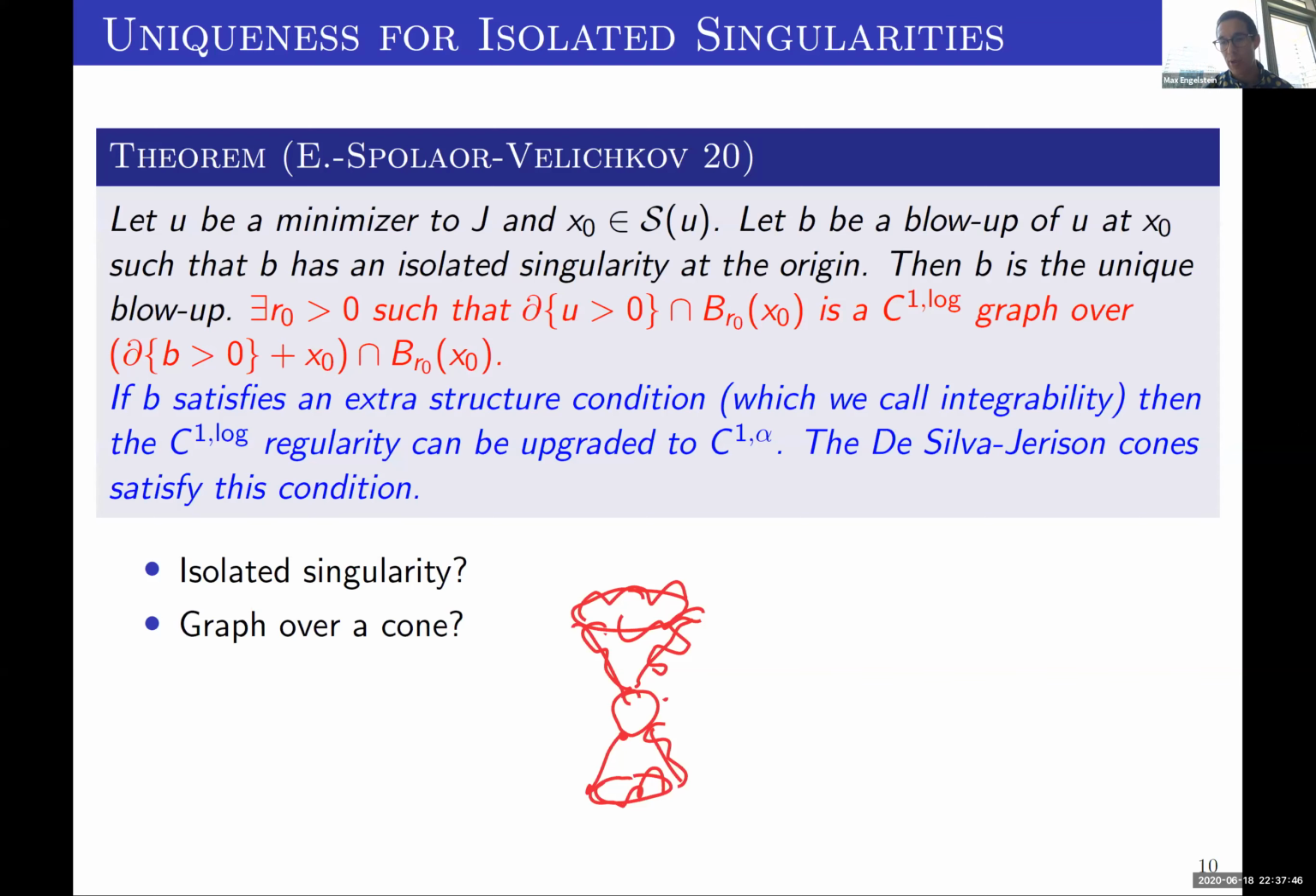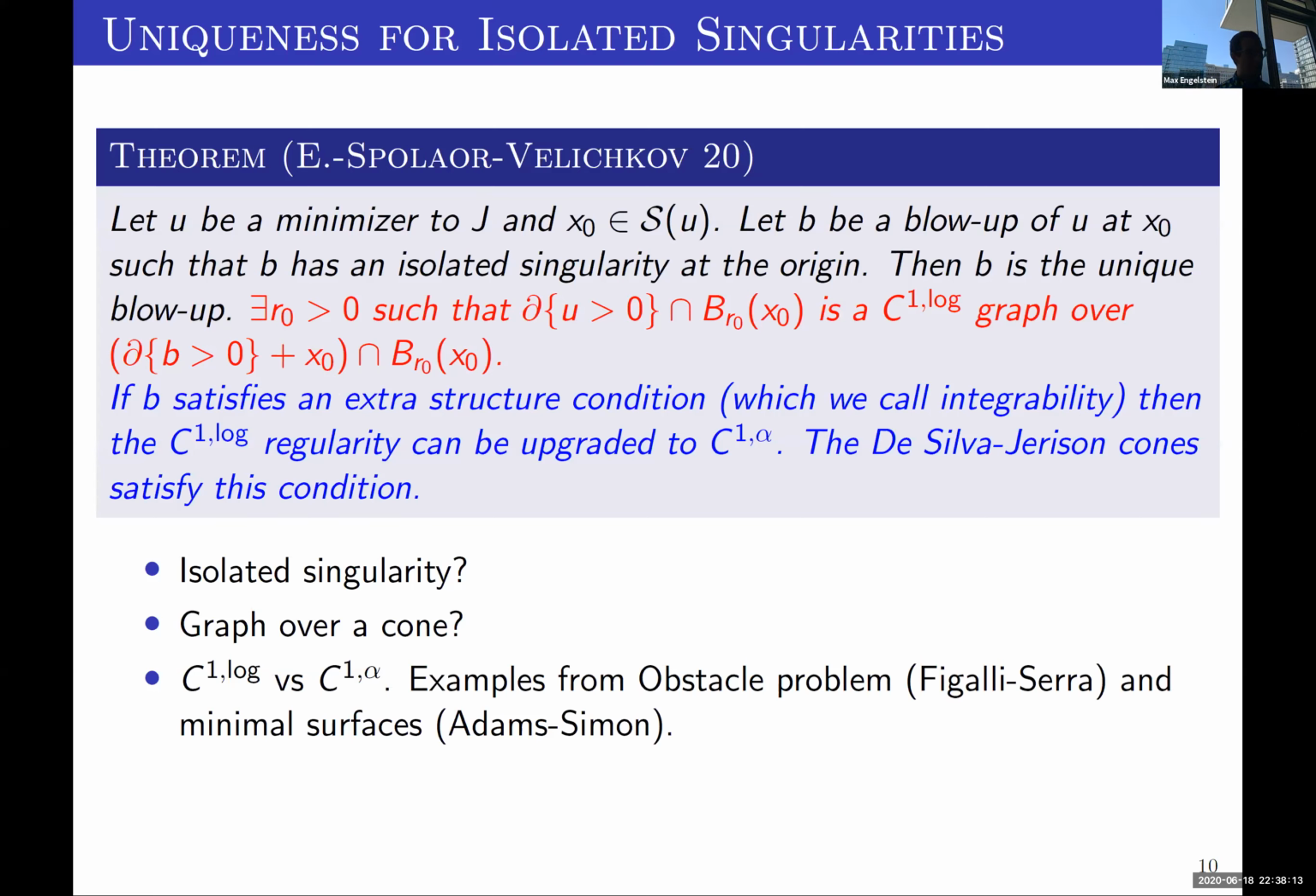The C1 log versus C1 alpha issue. So you might ask, Max, I don't understand. How do you get C1 log when you say you have C1 alpha for the only cones that you know actually exist, these de Silva-Jerison cones? But maybe let me say that there are examples in the obstacle problem and in minimal surfaces which tell you that you can't always get C1 alpha regularity around isolated singularities. We don't know that these examples also exist in the Alt-Caffarelli functional, but we sort of have reason to suspect that they might. And that's why the C1 log theorem also carries some information. And we'll talk more about that distinction later.